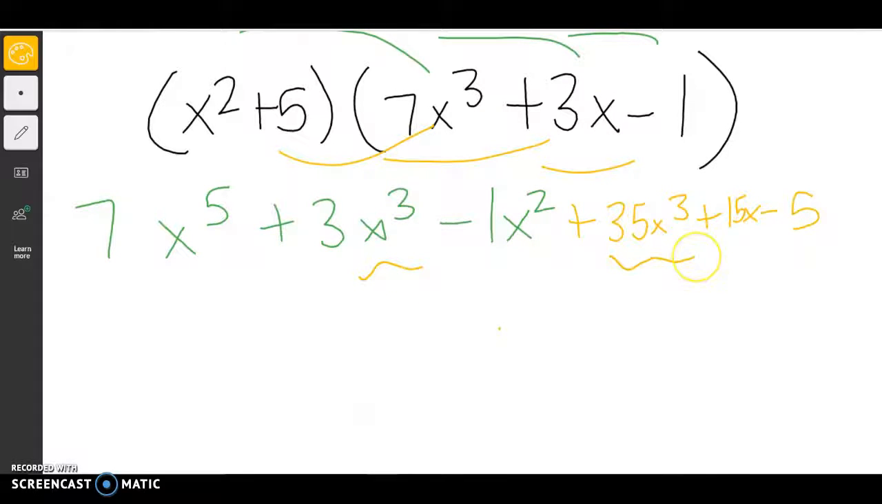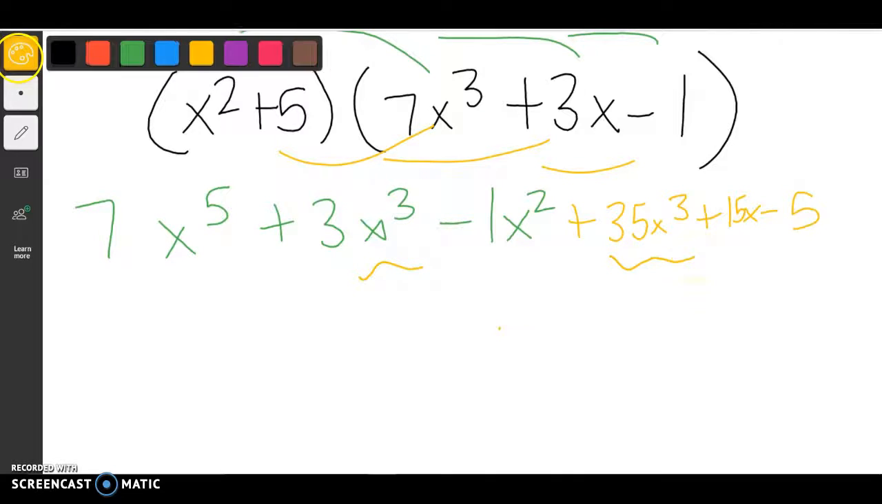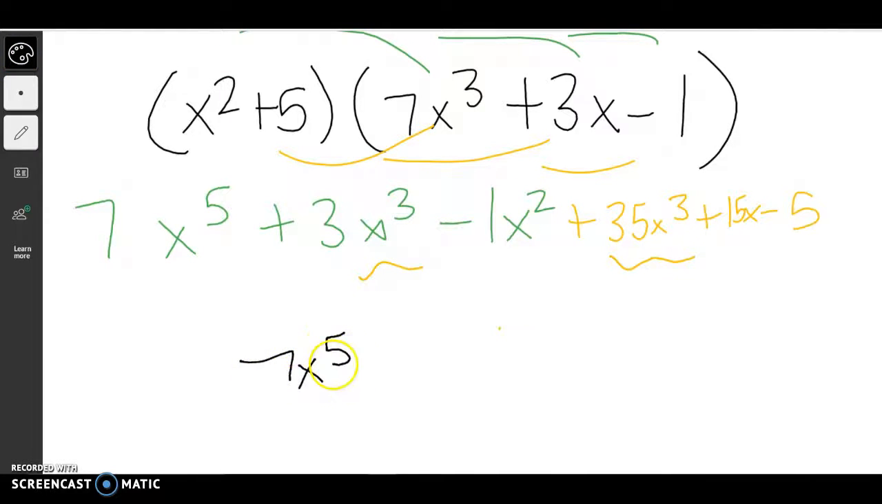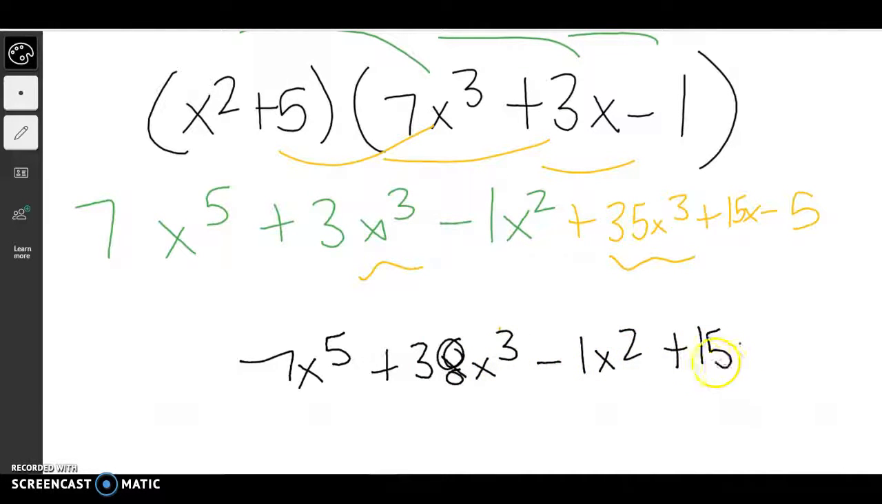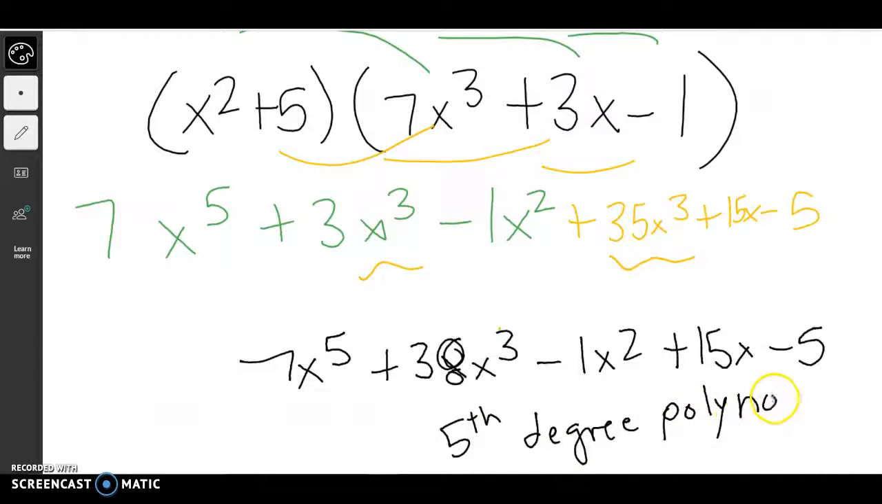Oh, that would combine with that. So 7x to the 5th plus 38x to the 3rd minus 1x squared plus 15x minus 5. This would be a 5th degree polynomial. Since it has 1, 2, 3, 4, 5 terms, you could call this a 5-nomial, but normally they would just call it a 5th degree polynomial.